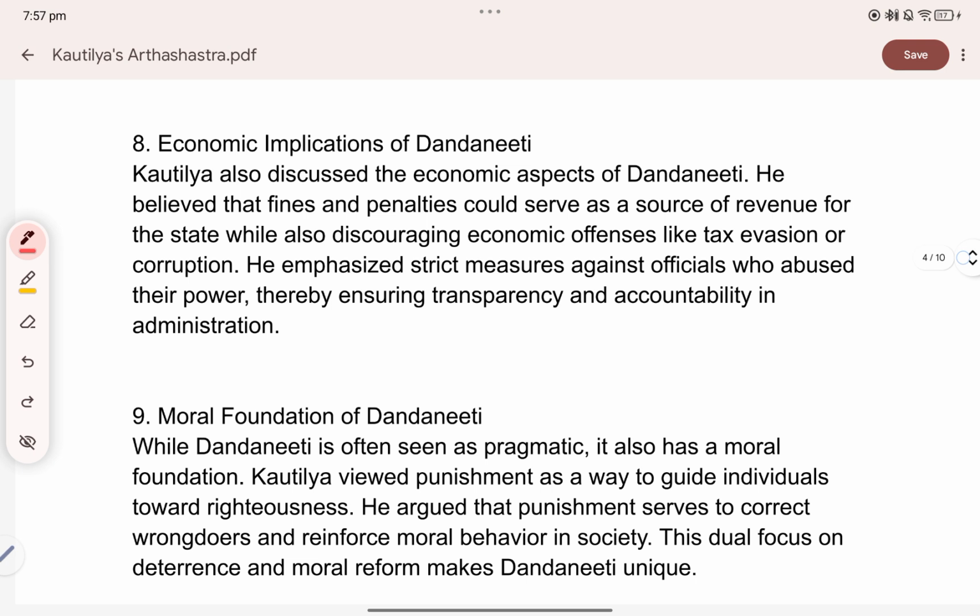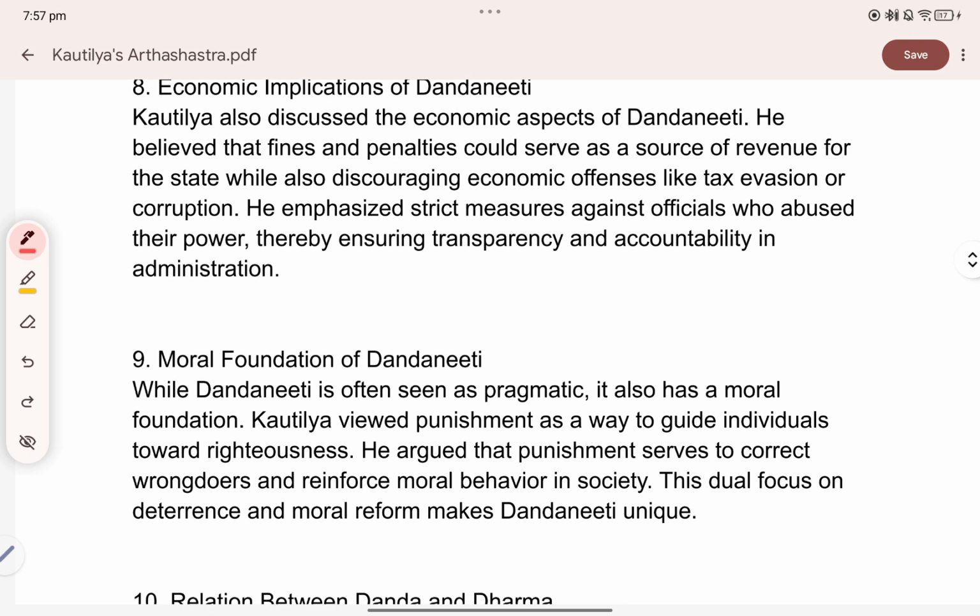So, economic implications of Dandaniti. Kautilya also discussed the economic aspects of Dandaniti. He believed that fines and penalties should serve as a source of revenue for the state, while also discouraging economic offenses like tax evasion or corruption. The economic aspect of Dandaniti was that fines and penalties would serve as a source of revenue, while also discouraging economic offenses like tax evasion.